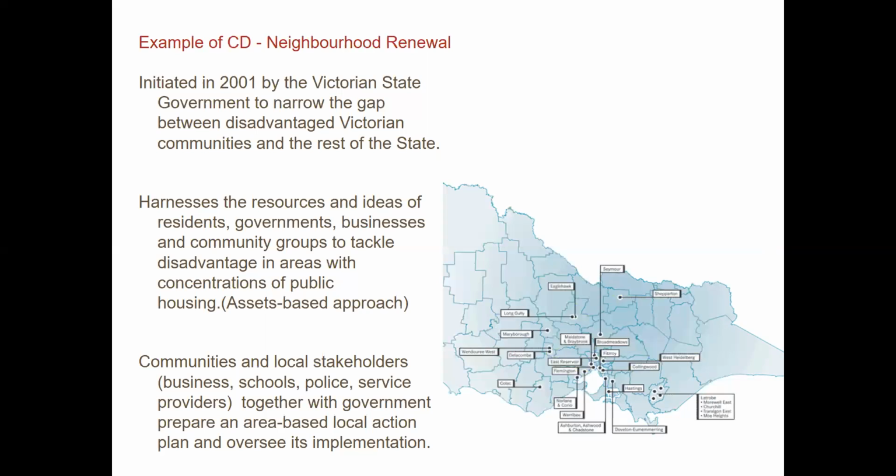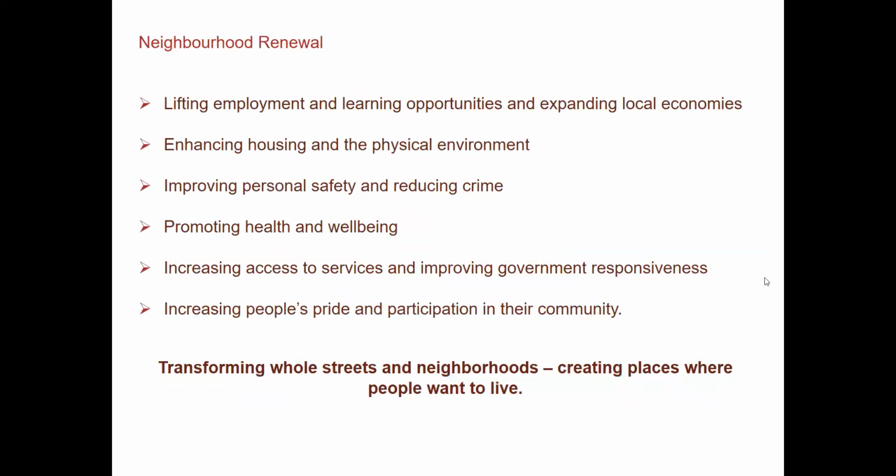And so it worked with communities and local stakeholders together with the government to prepare an area-based local action plan and oversee its implementation. And you can see on the map here that there are a number of these neighbourhood renewal communities. There's a couple here in Bendigo, Eaglehawk and Long Gully, Maryborough. You can see that there's a number of them. And so each of these local communities had their own local action plan based on the issues that were of importance to these particular communities. There is a video on LMS for this week which actually looks at Heidelberg as an example of neighbourhood renewal.